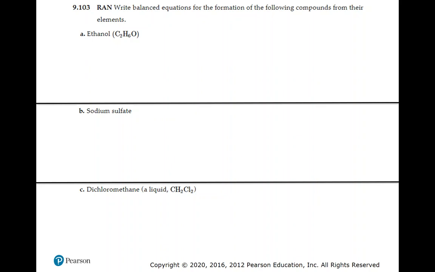Now let's look at a couple of examples. The first one is going to be an example of how to write heat of formation equations, and the second is going to be a Hess's law problem. So I have here the first of the two problems.